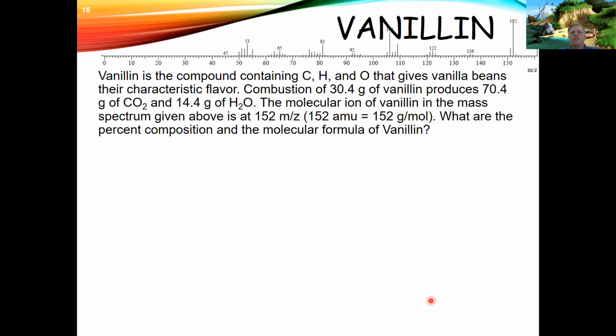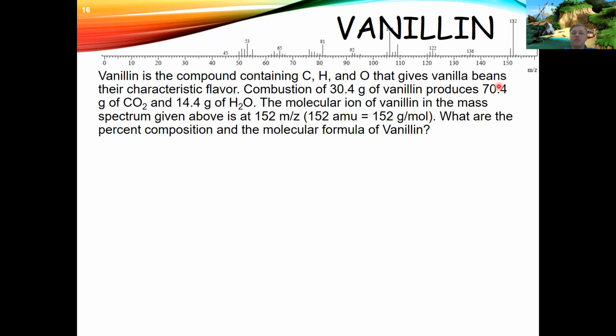All right, let's put this whole thing into practice. Let's say we've got vanillin. This is a compound that gives vanilla its taste, and it just contains carbon, hydrogen, and oxygen. Let's say we combust 30.4 grams of vanillin, and that produces 70.4 grams of CO2 and 14.4 grams of H2O. The molecular ion of vanillin on the mass spectrometer is given above. This mass spectrum up here gives us a mass of 152 for vanillin. And I want to know what the percent composition and the molecular formula of vanillin are.